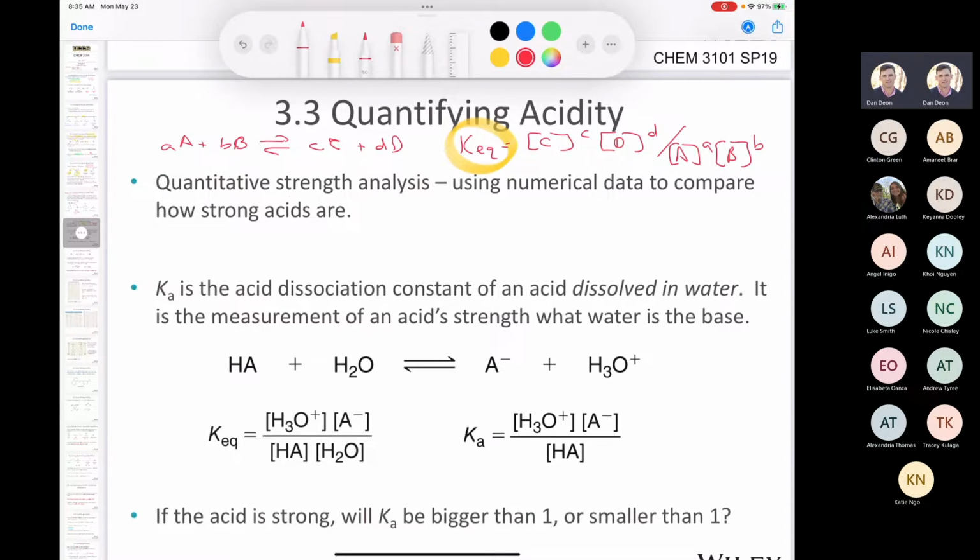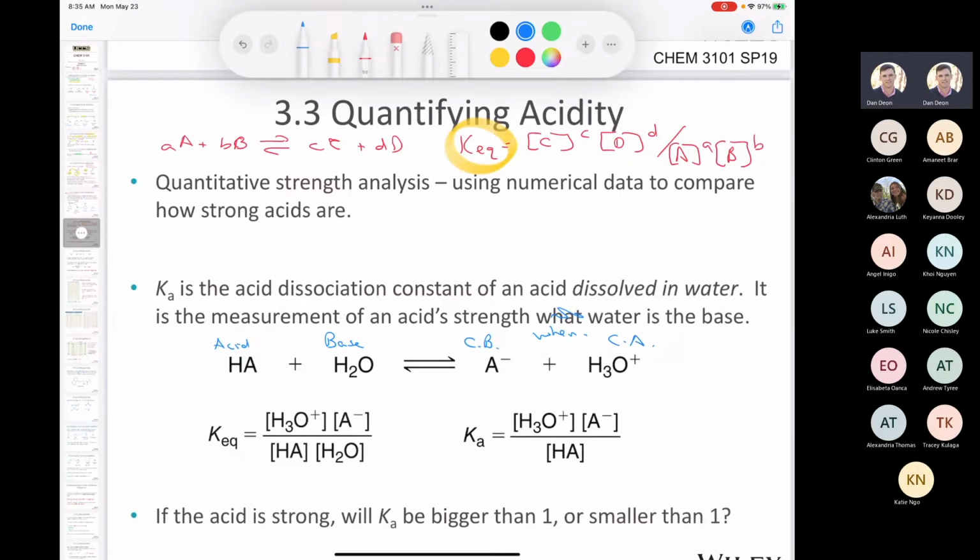It should say when water is the base. It shouldn't say what water is the base. It should say when water is the base. Anyhow, because we have HA, which is our acid, we have water, which is our base. This is our conjugate base. This is our conjugate acid over here.